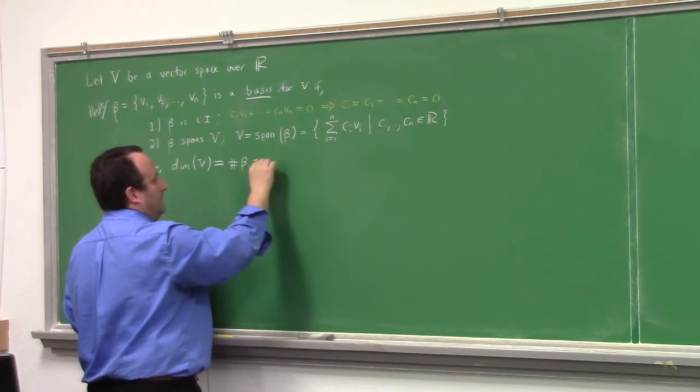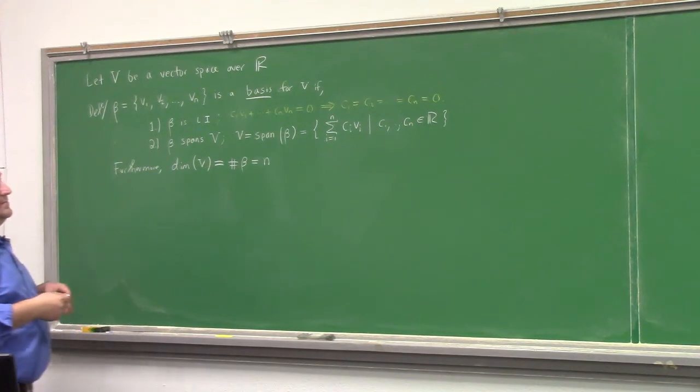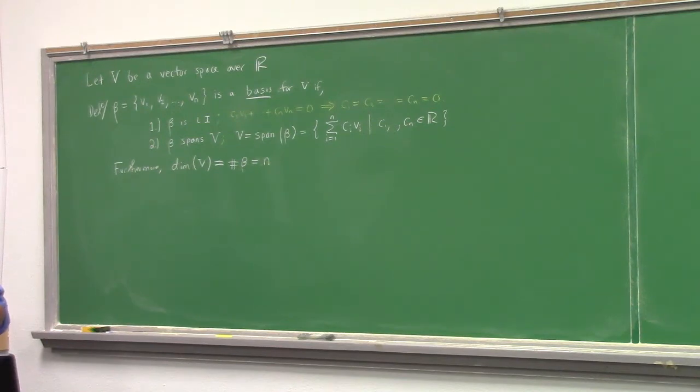So not every vector space has a finite dimension, right? So if there doesn't exist a finite basis for the vector space, it's said to be an infinite dimensional vector space. And in that context, you could then start talking about cardinality of the basis and stuff like that, but that's not for here, all right?